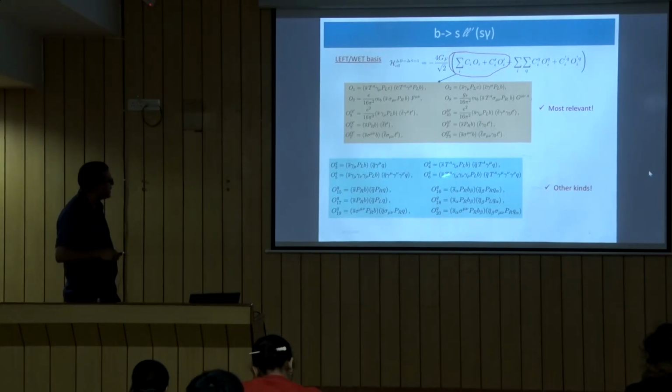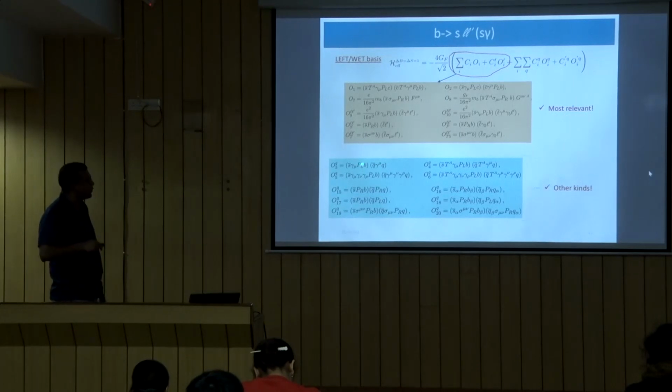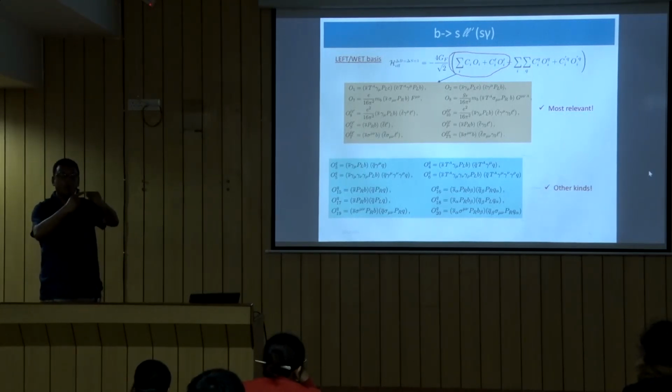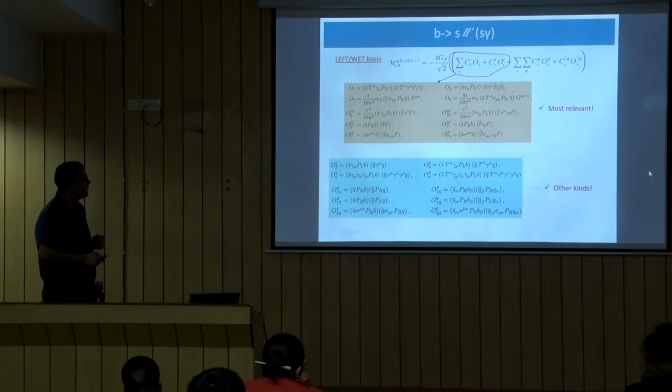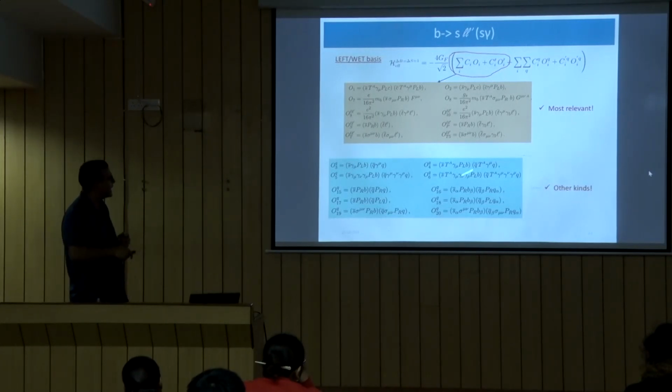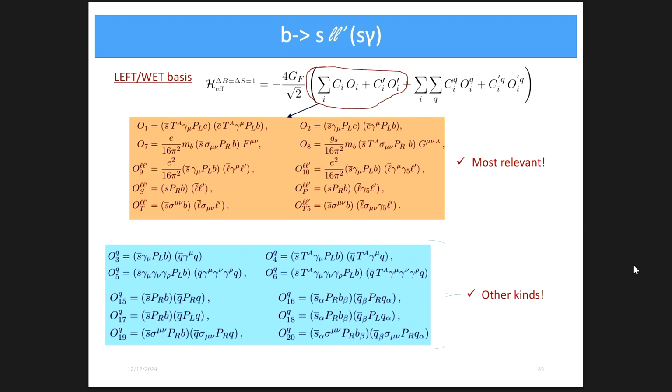And these are the operators. You can see here directly you won't get B to S L L, but in general Q Q can form a loop, and then finally you will get a Z or photon, and that will give you finally L L bar. Okay. So that's why you can get a contribution to B to S L L from this set of operators. In general, you can generate this set of operators. All these operators are written in the LEFT basis. Okay. You don't see any other particle.